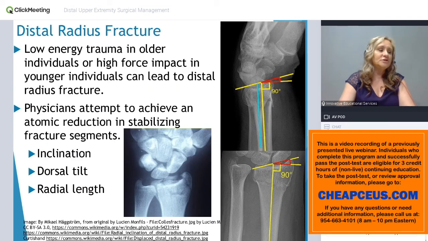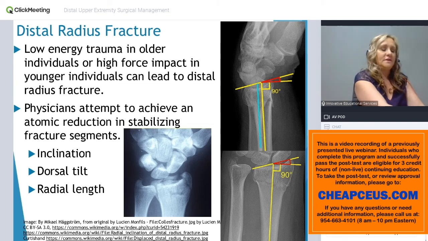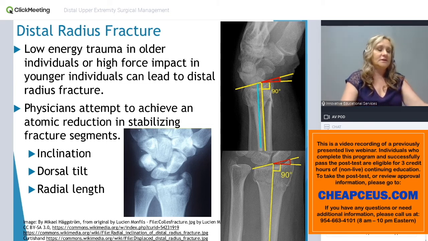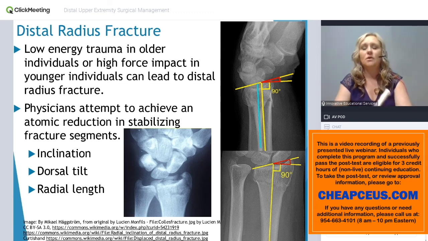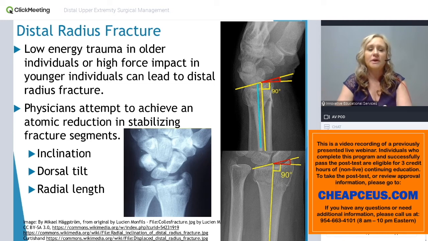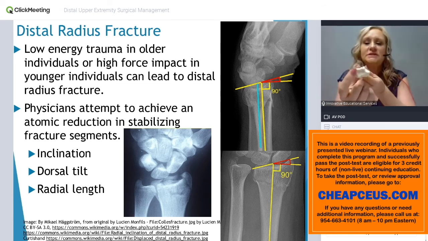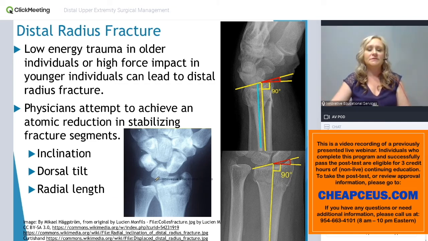As we look at fractures that can occur, fracture of the distal radius is one that occurs from low energy trauma in our older individuals, a fall from standing height or less, or high energy trauma in our younger population. The distal end of the radius has many different architectural components that allow it to function, that allow this articulation with the lunate and the scaphoid for wrist motion to occur.